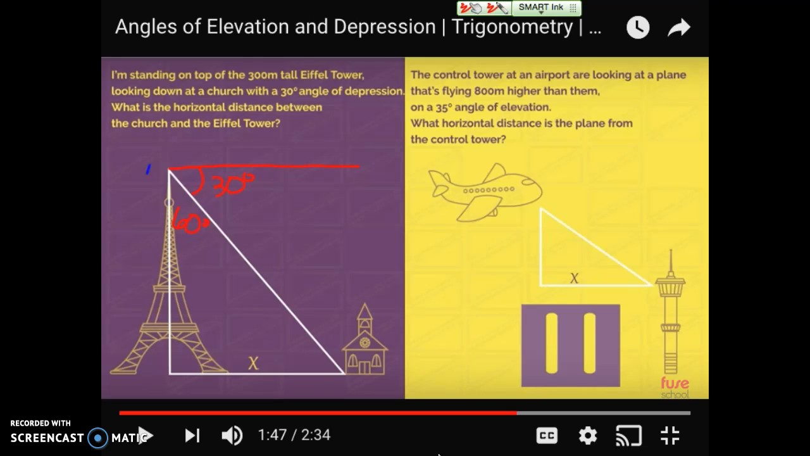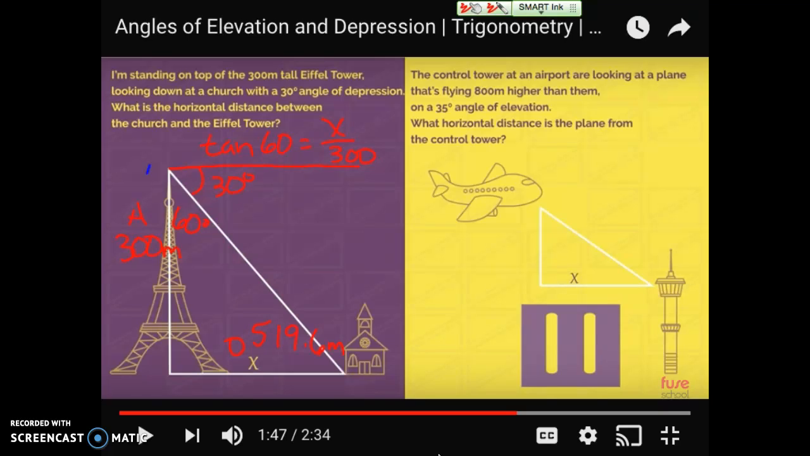Now we're looking down at the church, and we want to know the horizontal distance, and we know that this is 300 meters tall. Okay, so this is adjacent, and this is opposite. So we're going to do tan 60 equals x over 300. Okay, and then you can type that in your calculator. It's a simple multiplication problem. Make sure your mode is in degrees. You're going to hit tan 60 times 300, and you should get 519.6 meters.